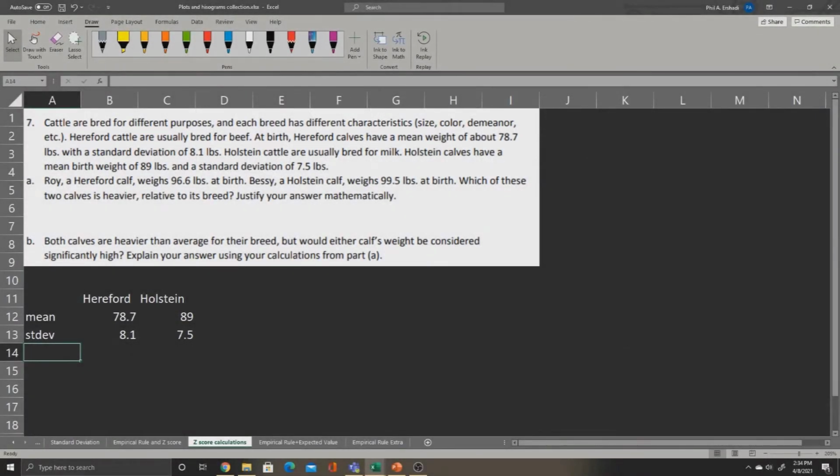In this question, we are given data about two different breeds of cattle, Hereford and Holstein. We're given the means and standard deviations of their populations.